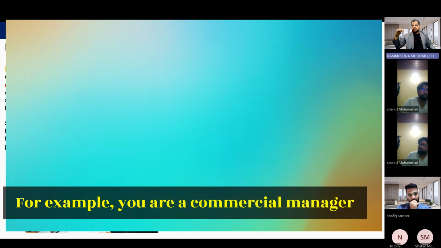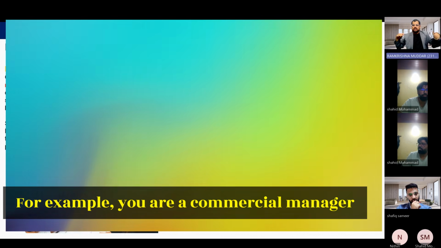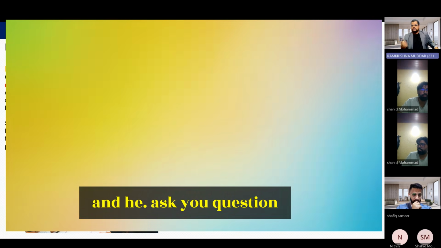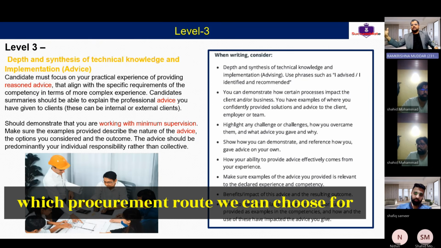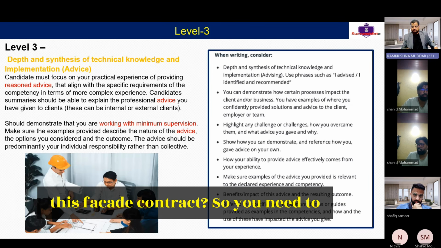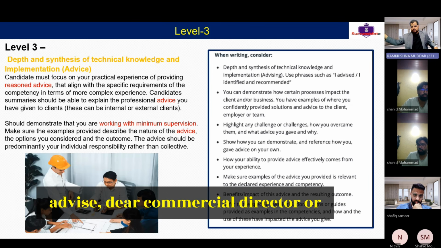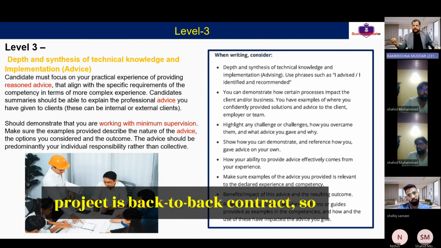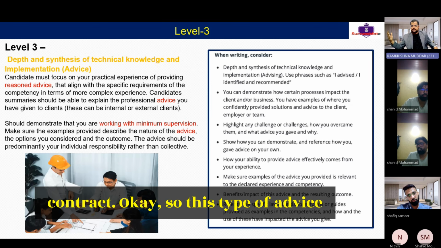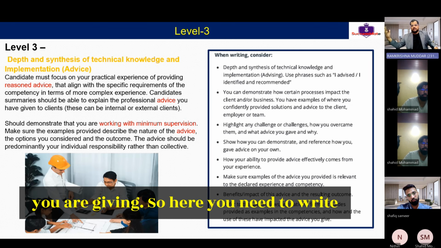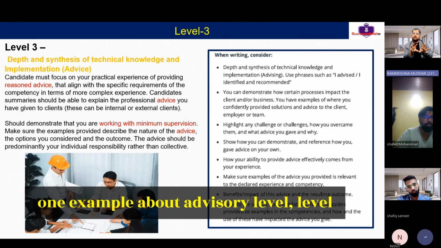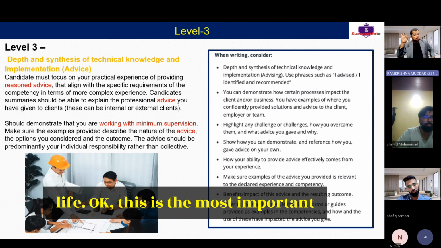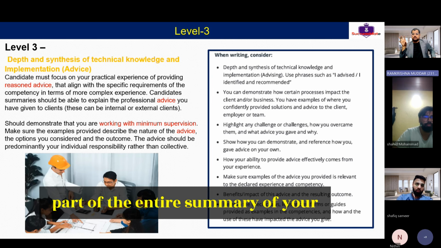Clear? So what is this advice? For example, you are a commercial manager and your head of director comes and asks you a question like, Mr. Shafiq, can you please advise which procurement route we can choose for this facade contract? So you need to advise: dear commercial director, please note, since the project is a back-to-back contract, let's go with the traditional form of contract. So this type of advice you are giving. So here you need to write one example about advisory level, level 3, how you advise in your day-to-day life. Because this is the most important part of the entire summary of experience.